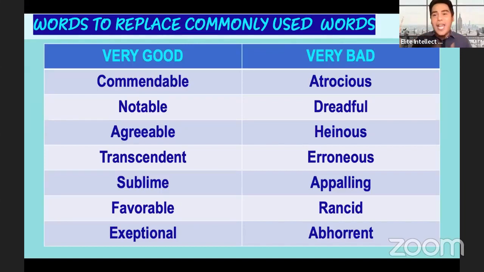Instead of saying very bad, you can say atrocious, dreadful, heinous, okay? Erroneous, appalling, rancid, or abhorrent. There you go. So instead of saying very bad person, you can say he is an abhorrent person. Instead of saying I have a very bad feeling, I have an atrocious sense. There you go. Atrocious sense. Wow, so shall. Okay. So what else?